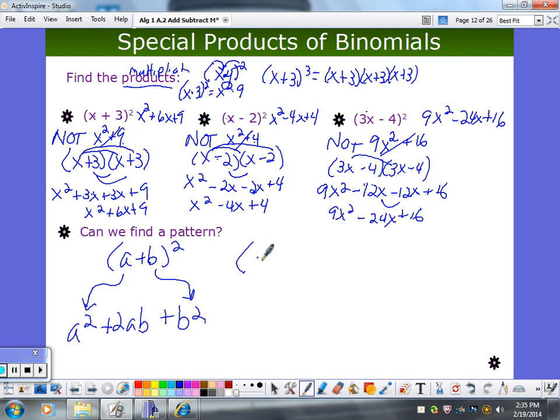If we had a minus, it's really the same thing. Square this guy, square this with the sign, right? Negative b times negative b, so it's always positive out here. Multiply, what's a times negative b? Negative ab, I want 2 of them though. Negative 2ab. So it's a shortcut if you recognize the pattern.